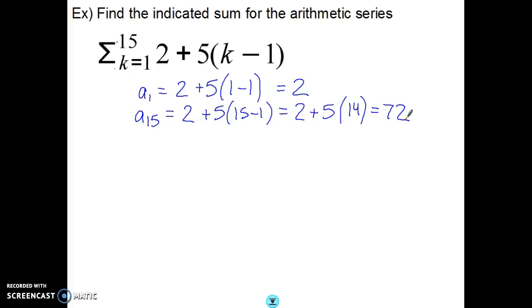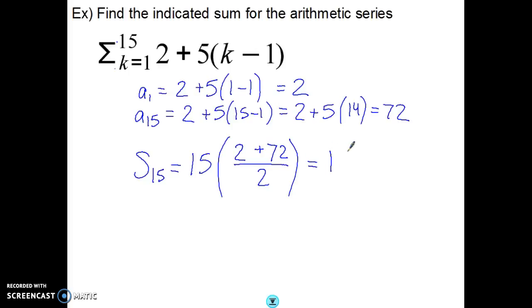So now we have the first and last term in our partial sum, which means we can go ahead to our formula. S sub 15 is going to be n, which is 15, times (a sub 1, which is 2, plus a sub 15, which is 72) divided by 2. 2 plus 72 is 74, divided by 2 is 37, so we get 15 times 37. Put that into your calculator and you get that the partial sum of the first 15 terms is 555.